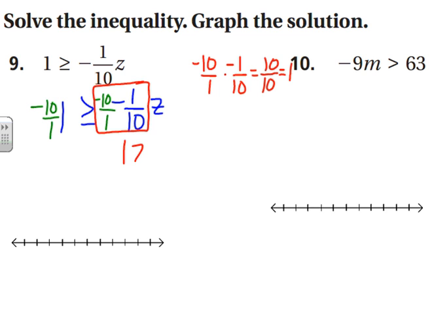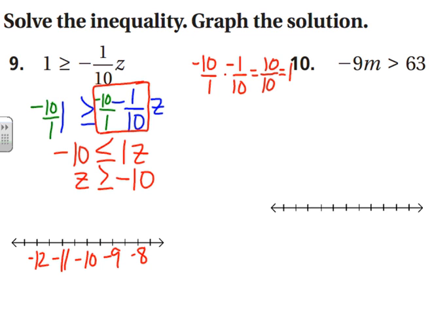So we get 1z is less than or equal to, and then we have negative 10 multiplied by 1, which is negative 10. And then again, we multiplied by a negative, so we need to flip the inequality symbol. So negative 10 is less than or equal to z, or z is greater than or equal to negative 10 if we write it with the variable first. So I have negative 10, negative 9, negative 8, negative 11, negative 12. Closed circle at negative 10 going to the right, pointing to the bigger numbers.